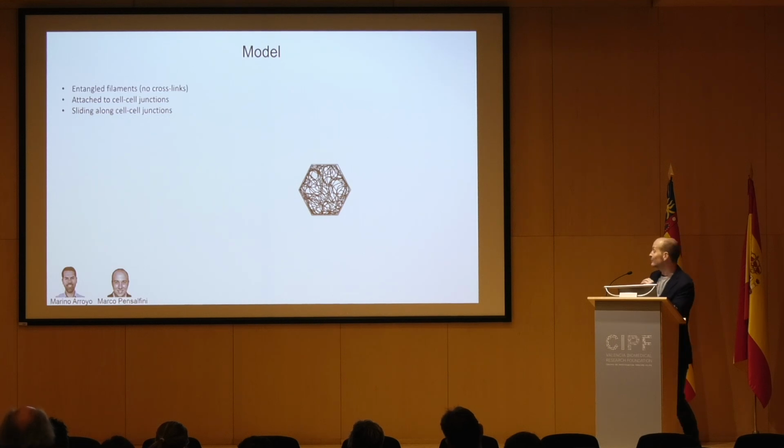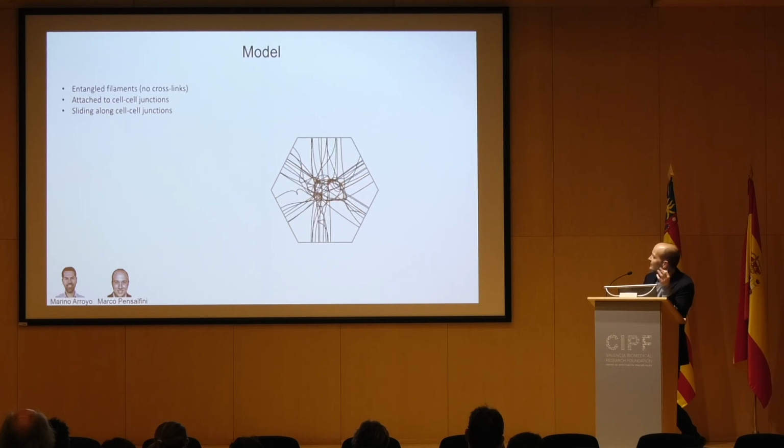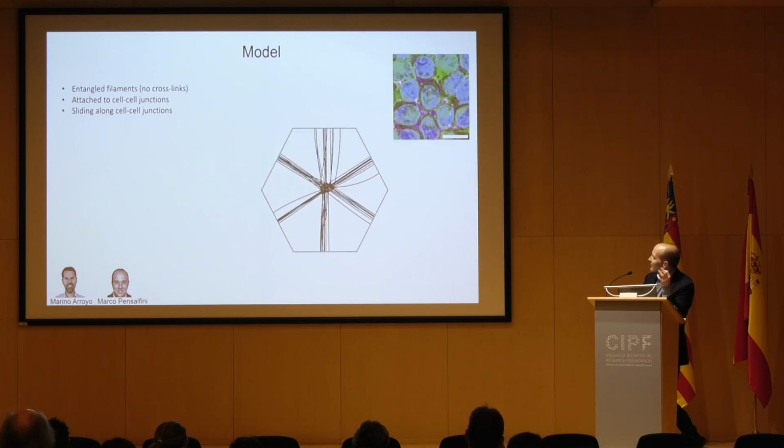So we did what we do when we don't understand something, which is we talk to theorists. And these theorists, Marino and Marco, developed a model. And this is a very simple model. It has just 3 features. You have a hexagonal cell, entangled filaments that are connected at one edge of the cell and to the other edge of the cell. They can slide along the junctions. And then what they did is they started with this configuration. It's like a spaghetti soup. You stretch it, and then what you get naturally is bundling.